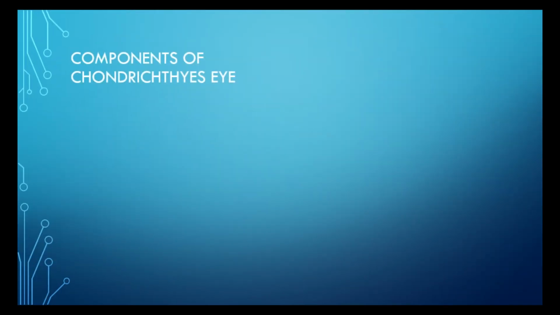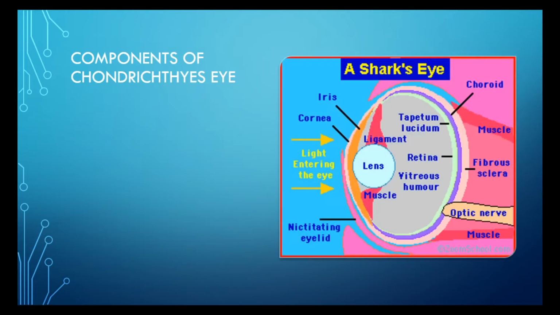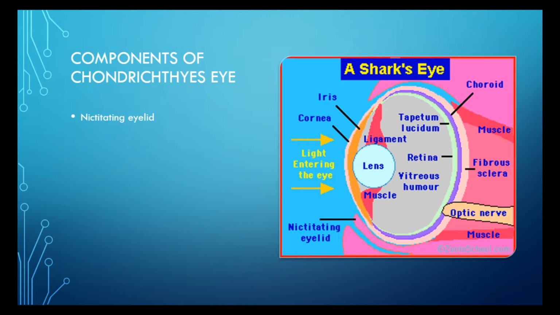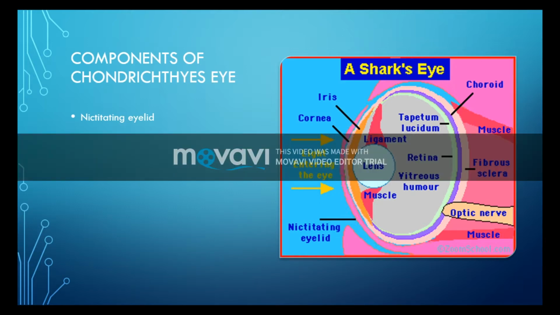Now that we have talked about the teleost strategies, we're going to talk about the components of the Chondrichthyes eyes. In comparison to the teleost, the shark's eye is very similar, but there is one major difference. This is the nictitating eyelid, which protects the eye during the attack. You can see this as the moving structure on the figure to the right. This protects the eye during an attack in case the prey tries to scratch the eyes during the struggle.